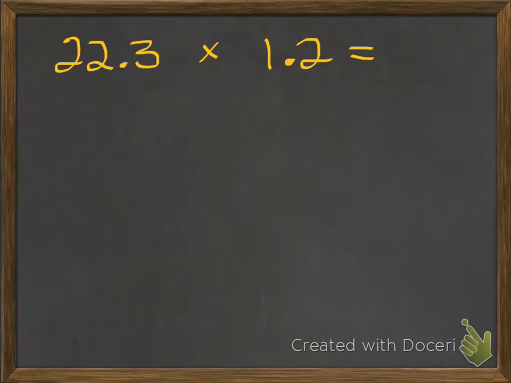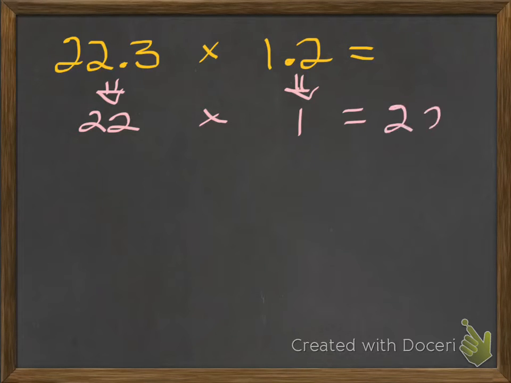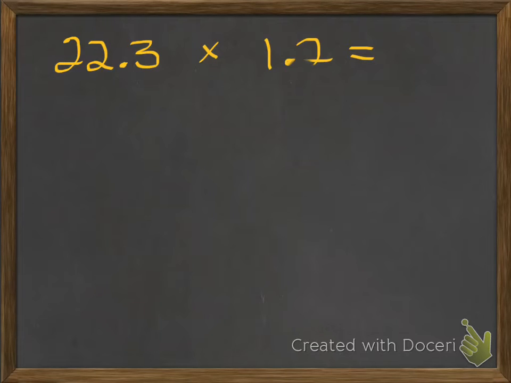22.3 times 1.2. Give this one a try. Okay, let's see how we did. 22.3, estimate that's really close to 22. Multiply it times 1.2, which is really close to 1. So my answer, I'm guessing, is probably going to be really close to 22. Let me erase that out of the way. So I'm thinking it's probably going to be close to 22.